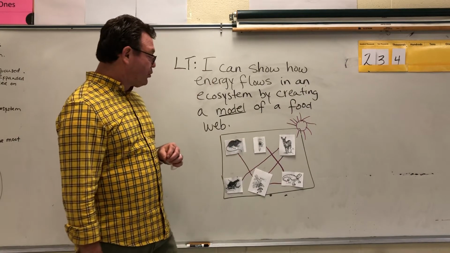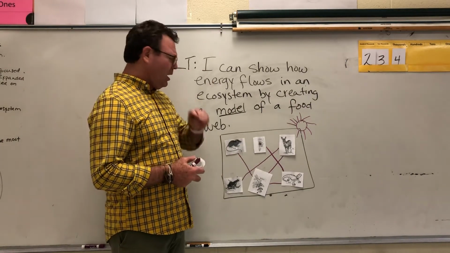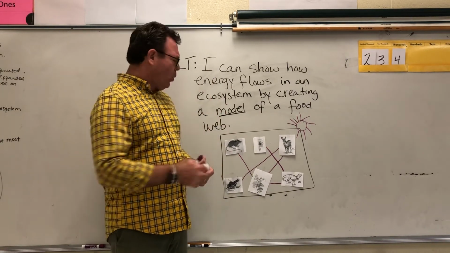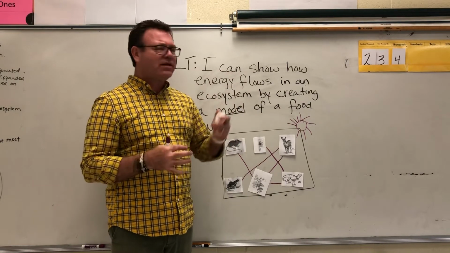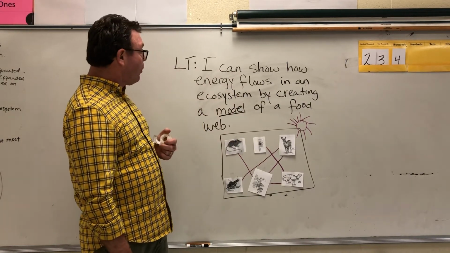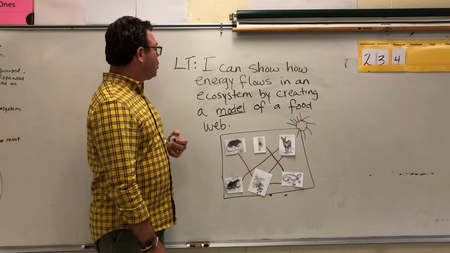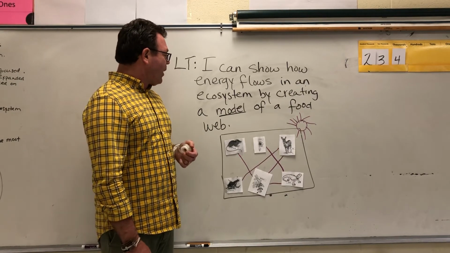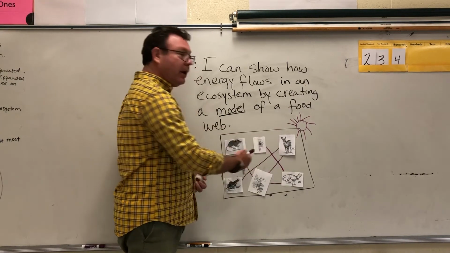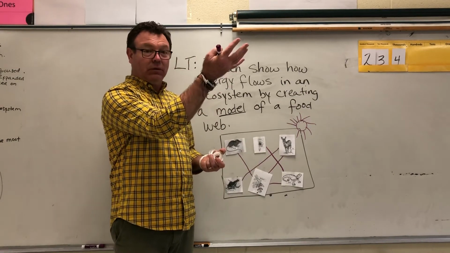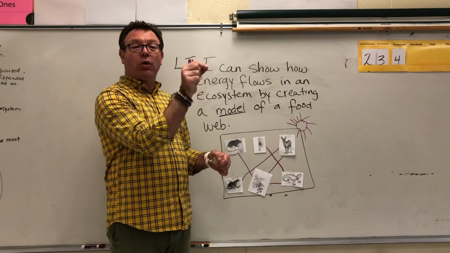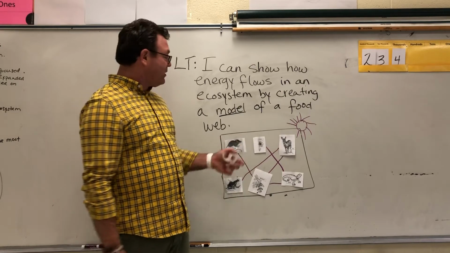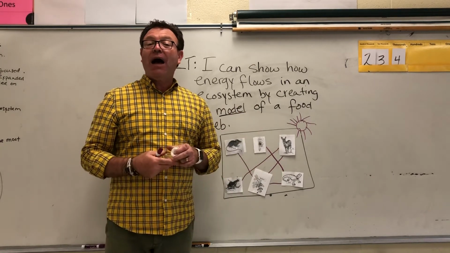Okay, so I am sure that you have a terrific food web with all sorts of organisms all over the place, with lines going from organism to organism to organism, or yarn going from place to place. So if we go back to our learning target, I can show how energy flows in an ecosystem by creating a model of a food web. This is a model because you don't see that in nature. You won't see animals with little lines or yarn going from animal to animal or from plant to plant, from organism to organism. You will not see that. That's why this is called a model.